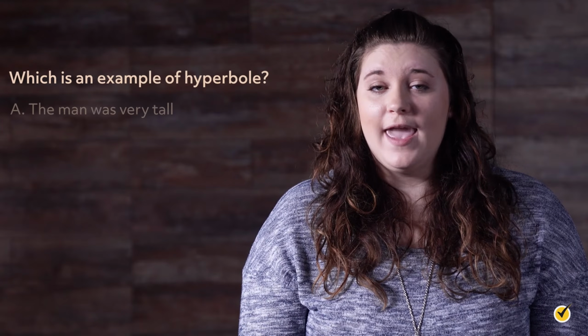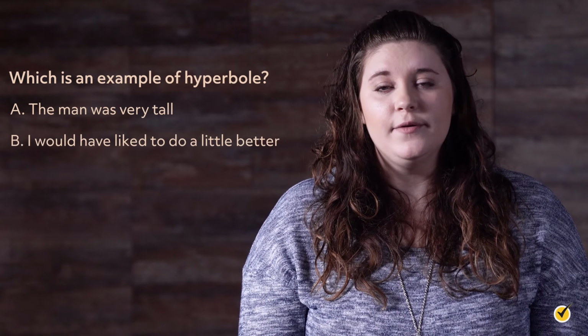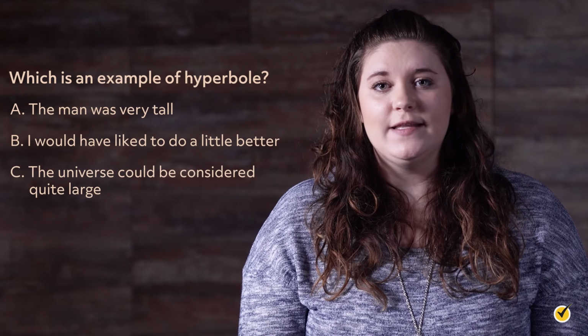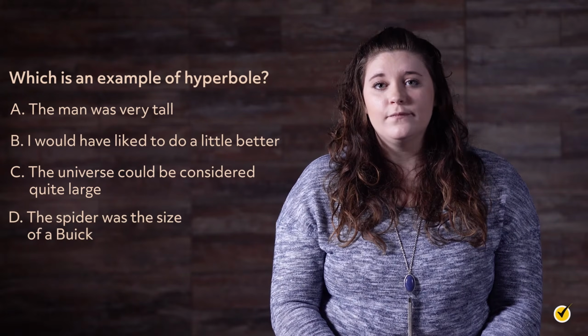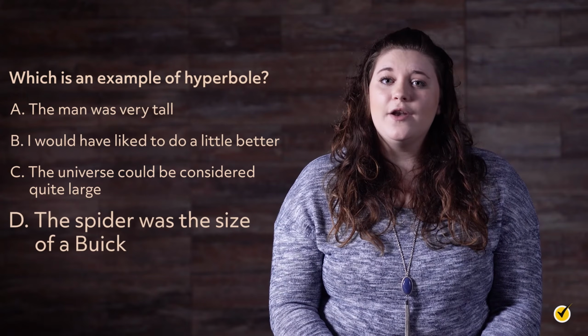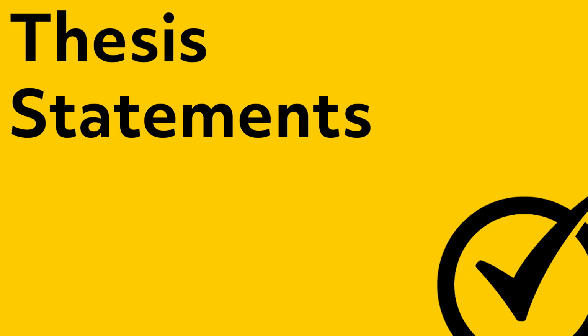Okay, now that we've looked at overstatements and understatement, here's a review question to test your knowledge. Which is an example of hyperbole? A, the man was very tall. B, I would have liked to do a little better. C, the universe could be considered quite large. D, the spider was the size of a Buick. The correct answer is D. Though the spider may be large, saying it is the size of a car is an exaggeration.